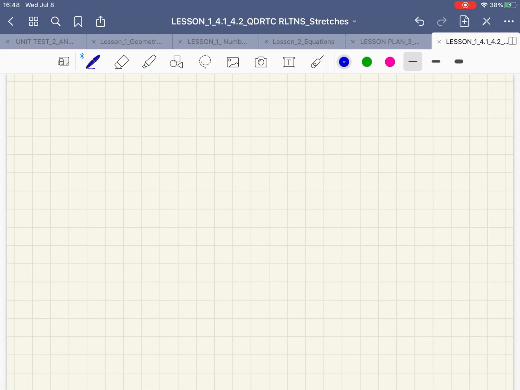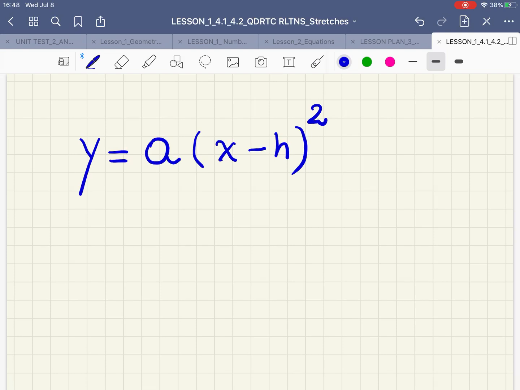Hello everyone. I decided to make this very short, very brief lesson on describing the equation of the parabola. After we looked at all the transformations of the parabola, we can say that the parabola can be described by the equation y equals a, then we can subtract something from x inside the bracket, so x minus h, and then square it. And then we can also add a number at the end of the equation.